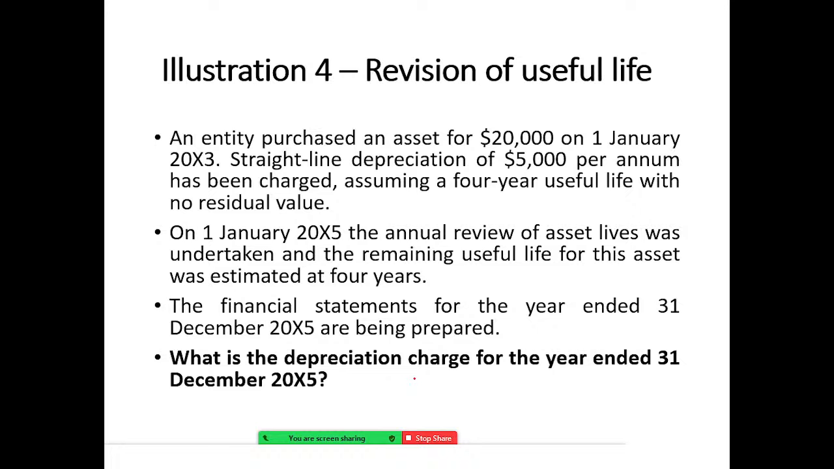Illustration 5, it should be 5. An entity purchased an asset for 20,000 on 1st January 2013. Straight line depreciation of 5,000 per annum has been charged, assuming 4 years useful life with no residual value. On the 1st January 2015, the annual review of asset lives was undertaken, and the remaining useful life of the asset was estimated at 4 years. The financial statements for the year ended 31st December are being prepared. So what is the depreciation charge for the year? You can do it by yourself.